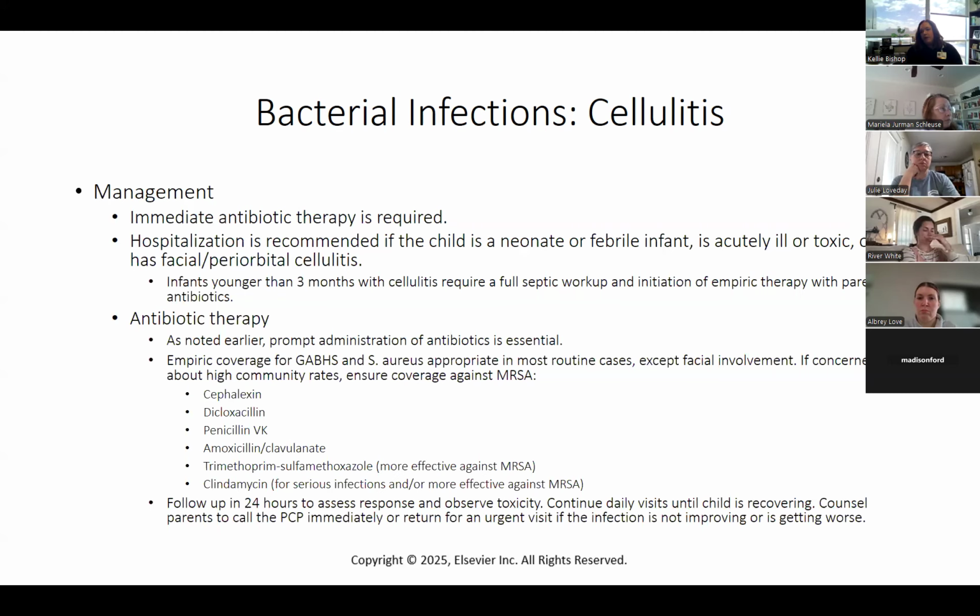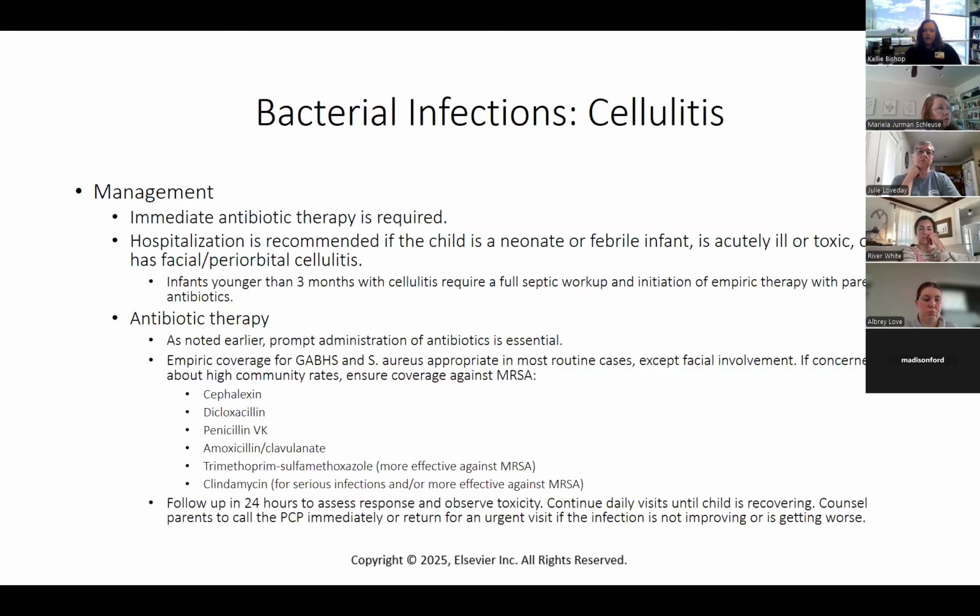If it's a febrile infant, or a neonate, if they look really ill and toxic, or for any facial and periorbital cellulitis, we do send them to the hospital. If they're under 3 months, they get a full septic workup. But starting them on antibiotic therapy as soon as possible is very helpful.